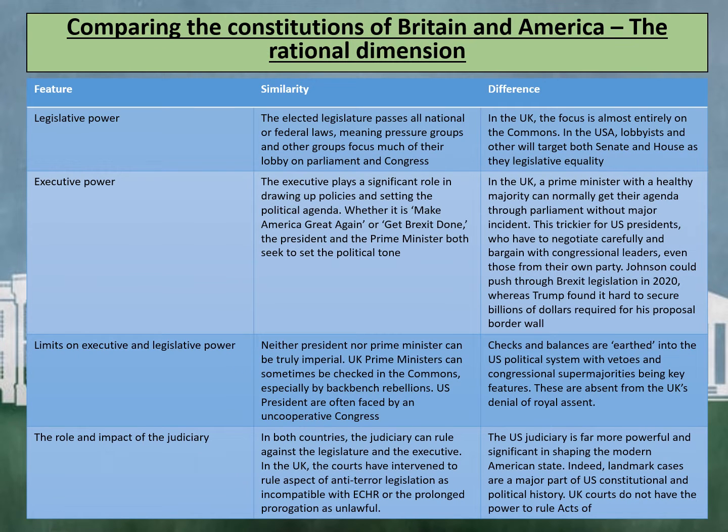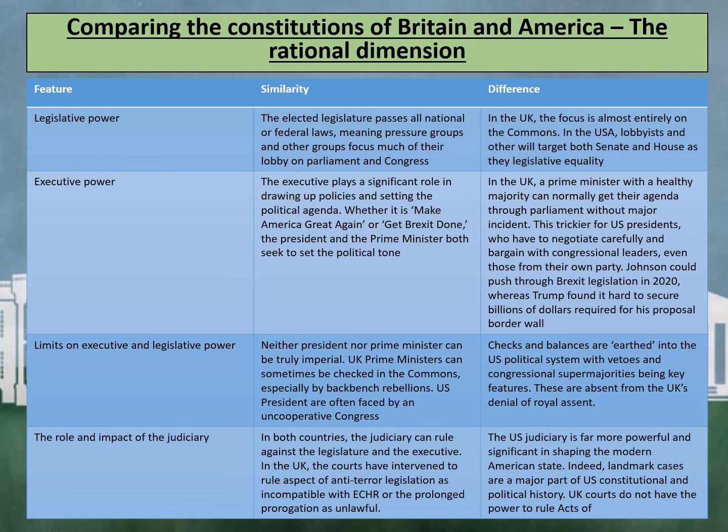The constitutions also have much in common when it comes to how they operate in practice. Political parties and the influence of pressure groups are, for example, similarities shared by both. The table on the screen gives a detailed overview of the common features and differences between the constitutions when it comes to political realities. So if we start with the feature of legislative power, there are similarities in that the elected legislature passes all national or federal laws, meaning pressure groups and other groups focus much of their lobbying on Parliament and Congress. A difference between the two, though, is that in the UK, the focus is almost entirely on the Commons. In the US, lobbyists and others will target both Senate and House as they have legislative equality.